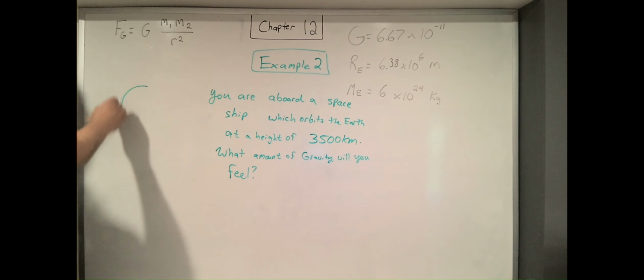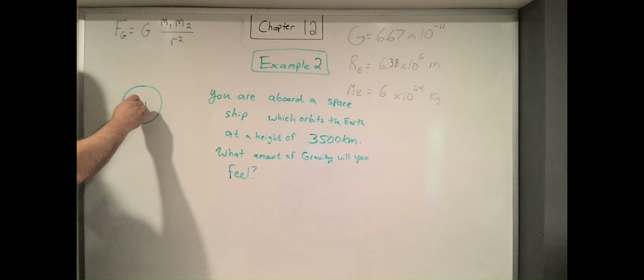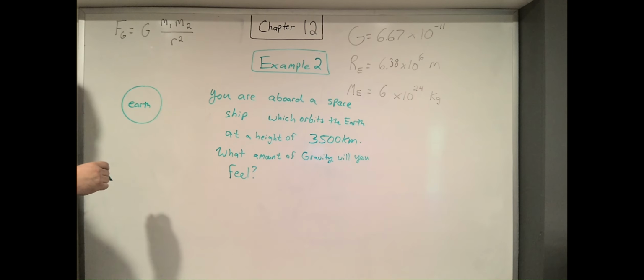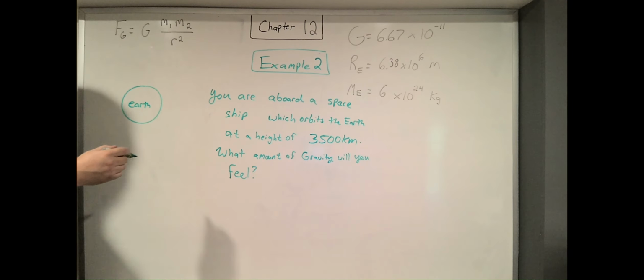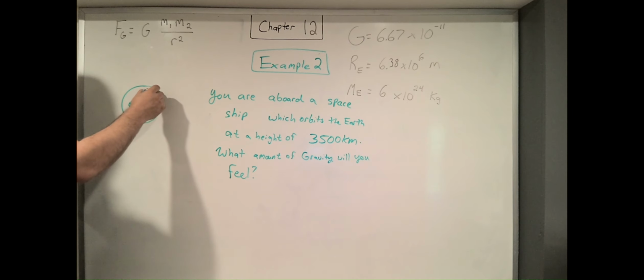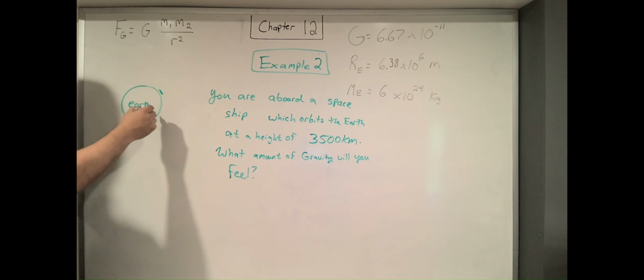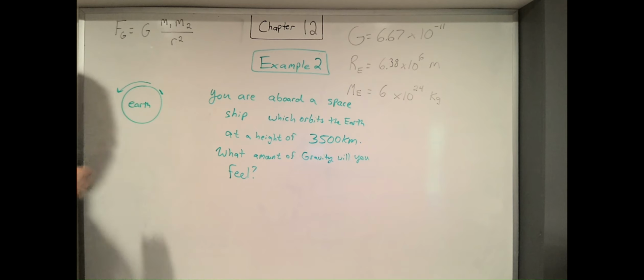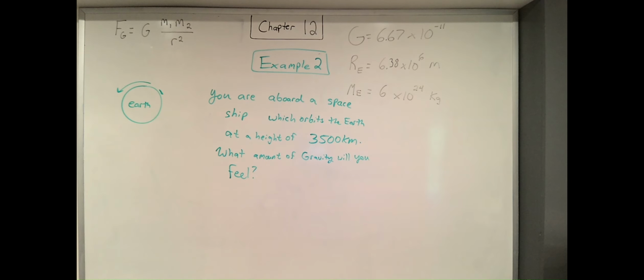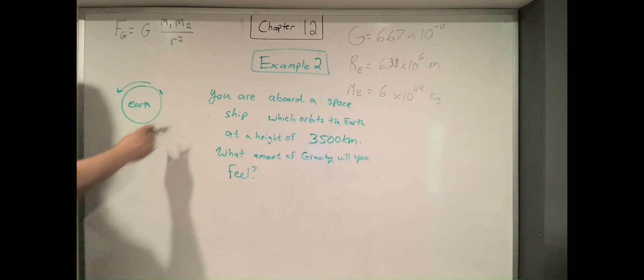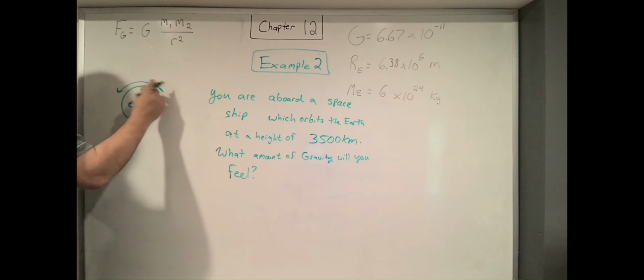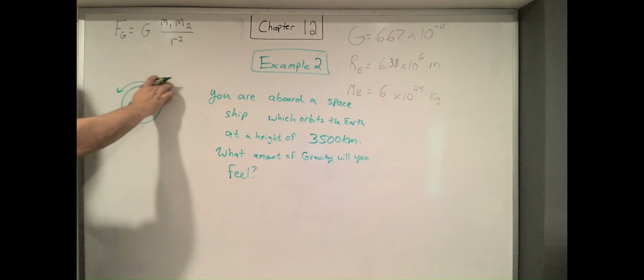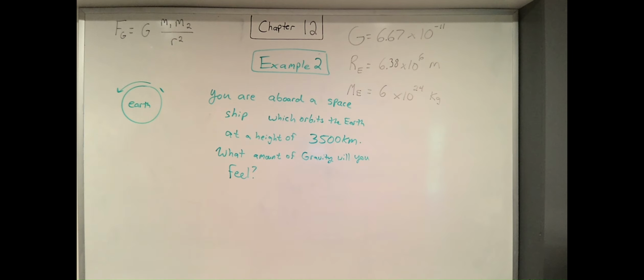So if we drew this out, here we have the Earth. The radius of the Earth is quite large already. So your spaceship is just here, traveling around the Earth, just off the top of the surface when you look at the entire planet. Not way out into space or anything, but just there. So what will you feel? What kind of gravity will you feel on your spaceship?